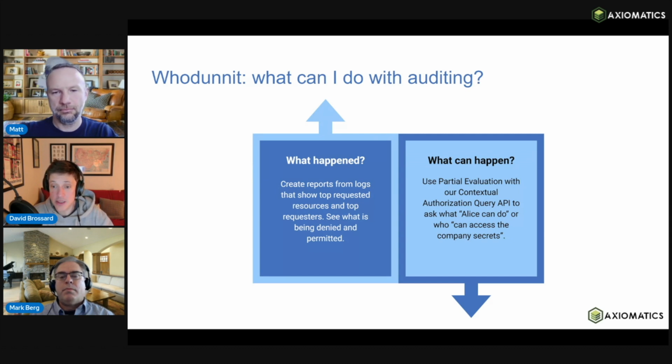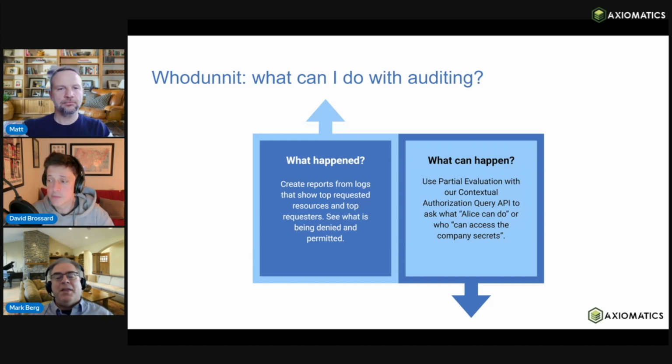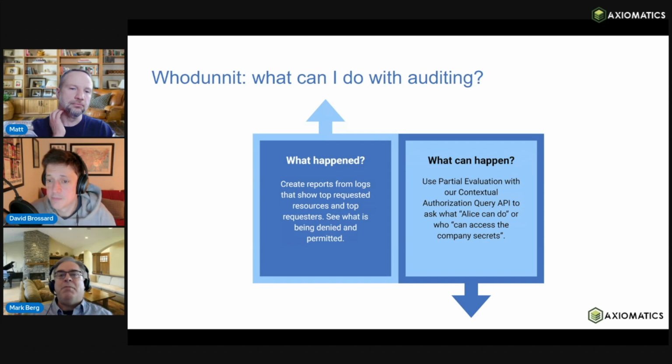And that brings us to what can happen, Mark. Right. So as opposed to what has happened, where you're looking at logs, when you get to what can happen, you're looking at the policy itself. So we can actually interrogate the policy and find out what it's capable of. What is it permitting? What is it denying? So we can ask questions like, what can Alice do? And then if you start automating this, you can ask about all your employees and all your customers. Now that list would get pretty long, but it's definitely possible to produce that information user by user.